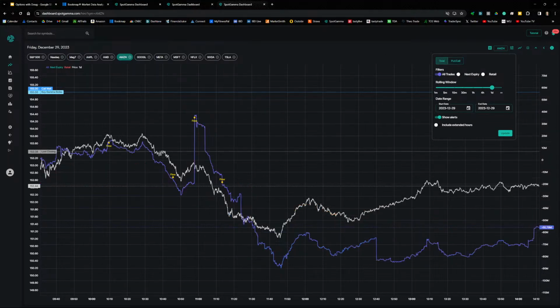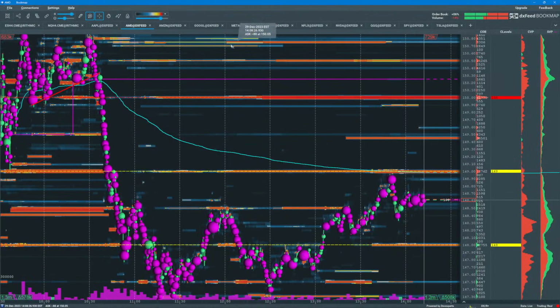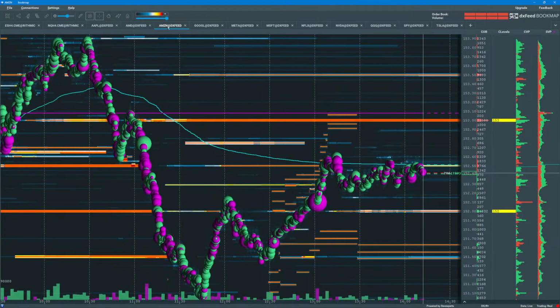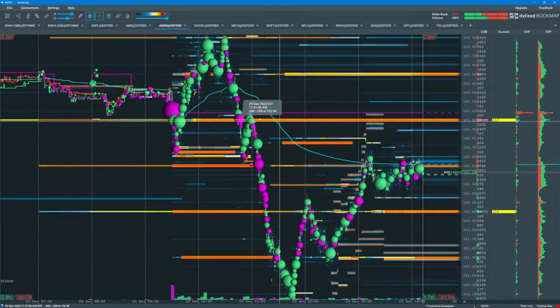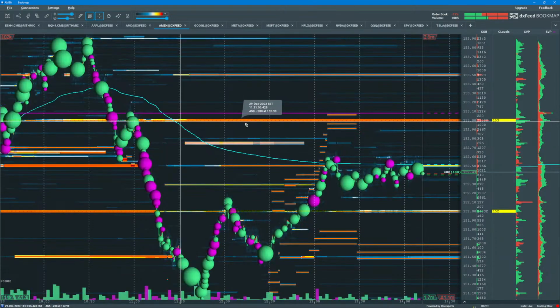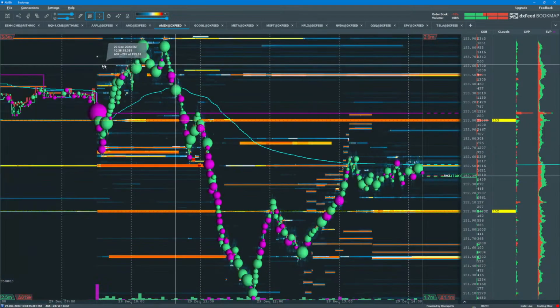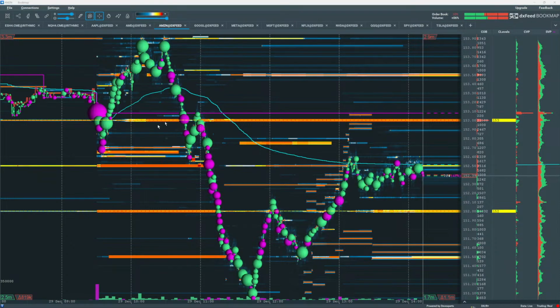Let's go to Bookmap. Oops. So here's the break lower, right around 10:30. All right, let me get to questions.